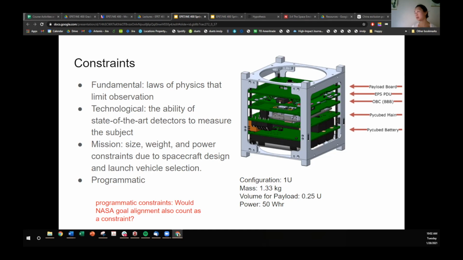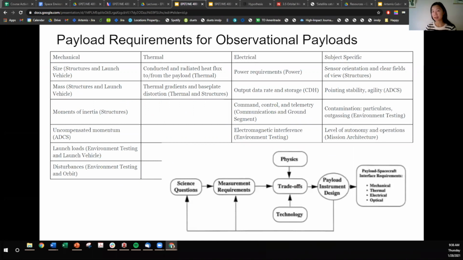So we have a CubeSat form factor in which the volume is constrained to 10 centimeters cubed. The mass is constrained to less than 1.33 kilograms. And then further, the kit is constraining the volume for the payload, which we've reserved for about 1/4 U. And then we've also dedicated about 50 watt hours for energy storage. And the question here, would NASA goal alignment also count as a constraint? And absolutely it would.